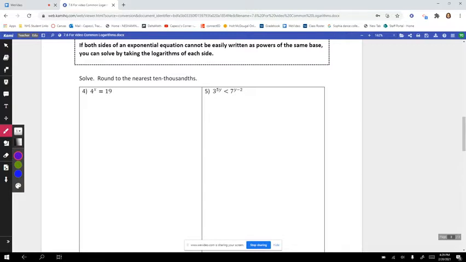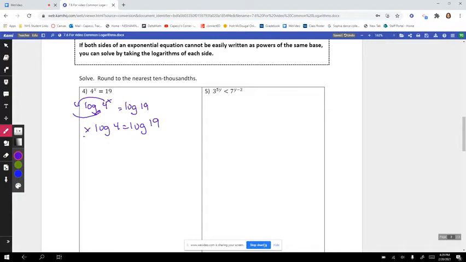Okay, so I can say log 4 to the x power. Now, again, we're assuming, right, that that's a base 10 there. We're just not going to write it. And then we have log of 19. Now, I'm following the properties we've learned in the previous lessons that x goes out front. So I have x times log of 4 is equal to log of 19.